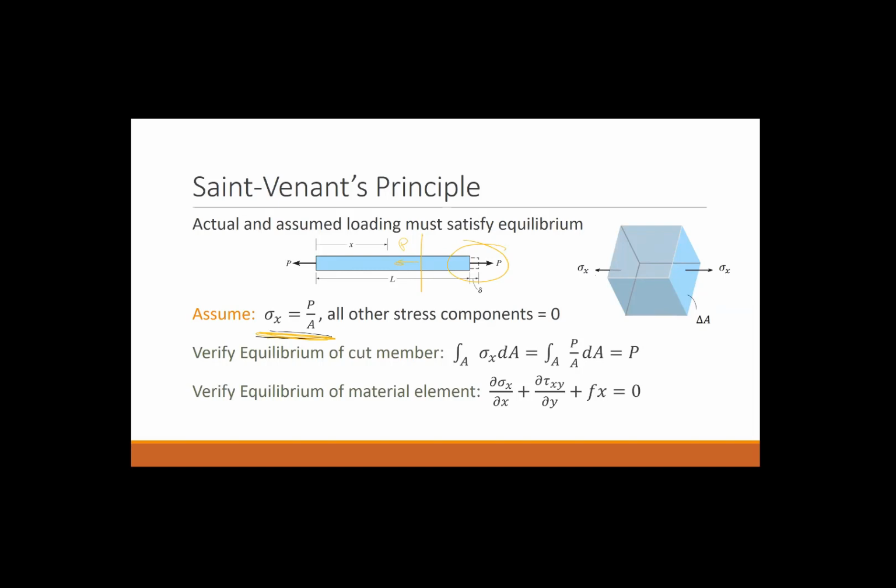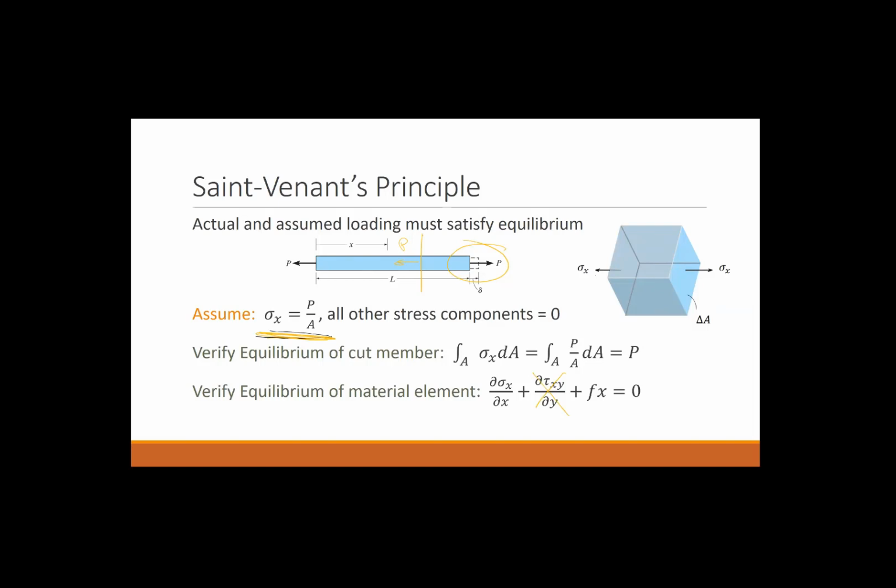I can do the same thing at more of an element level, a material element. Any material element in this member has to be in equilibrium. So I can take the partial derivative of the normal stress, assuming this horizontal direction is x, with respect to that x variable. I can add that to the partial derivative of the shear stress, but the shear stress is 0 throughout, so that term is 0 throughout.